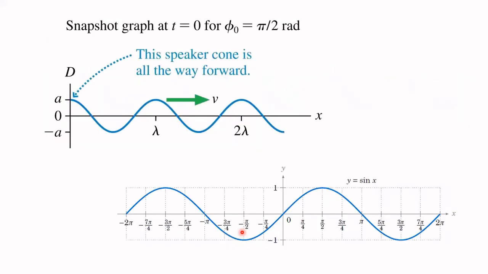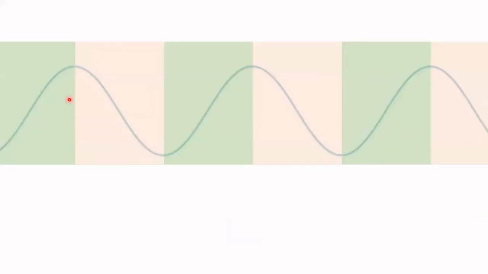Now, when we look at these pictures in the book, no problem. They make sense because we've strung together some pictures and we can imagine the speaker cone moving forward and backward. Why is the phase here pi over 2? Well, because it's at the peak of a sine function, and that has to be a phase of pi over 2. Or pi over 2 plus 2 pi. Or pi over 2 plus 4 pi.